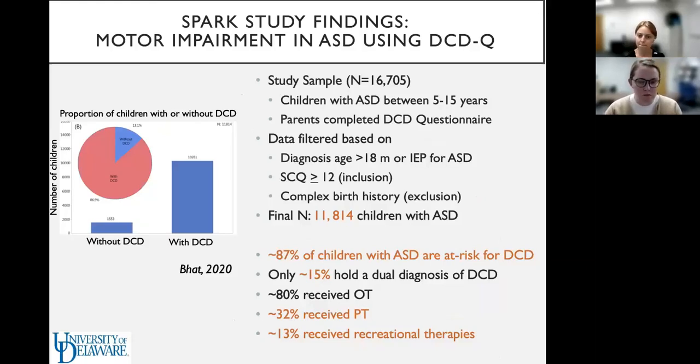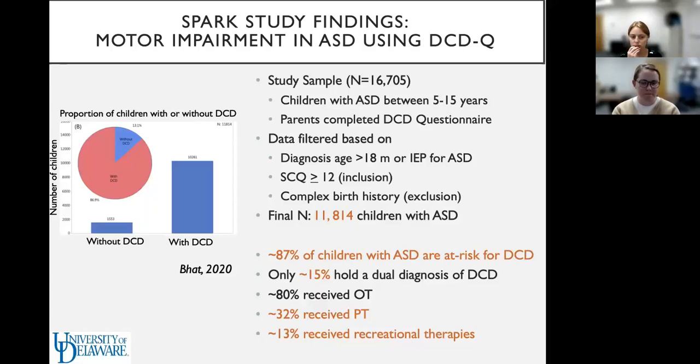These papers are out there where we've looked at praxis, we've looked at coordination, fine motor, gross motor, but the sample sizes were small, 20, 25 children. And we would see differences in motor performance between children with autism and typically developing children. But this was the first time when I worked with the SPARK team, I was able to access a large data set looking at motor performance in children with autism.